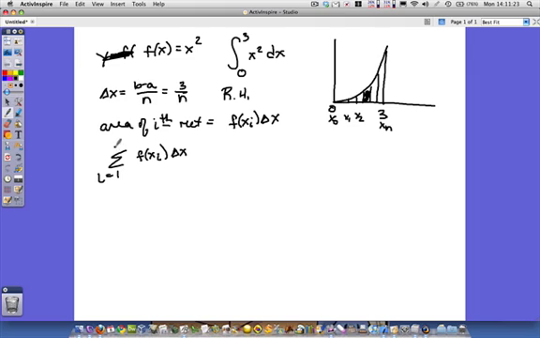Sum i equals 1 to n, like that. Okay, now let's go ahead and substitute in what we know. This is equal to the sum i equals 1 to n. Now f of x_i is equal to what? Okay, now we've got to think about this for a sec. x_i is how many intervals over, right? Well, what's the size of each interval? 3 over n. So I'm going to just put this over here on the side.